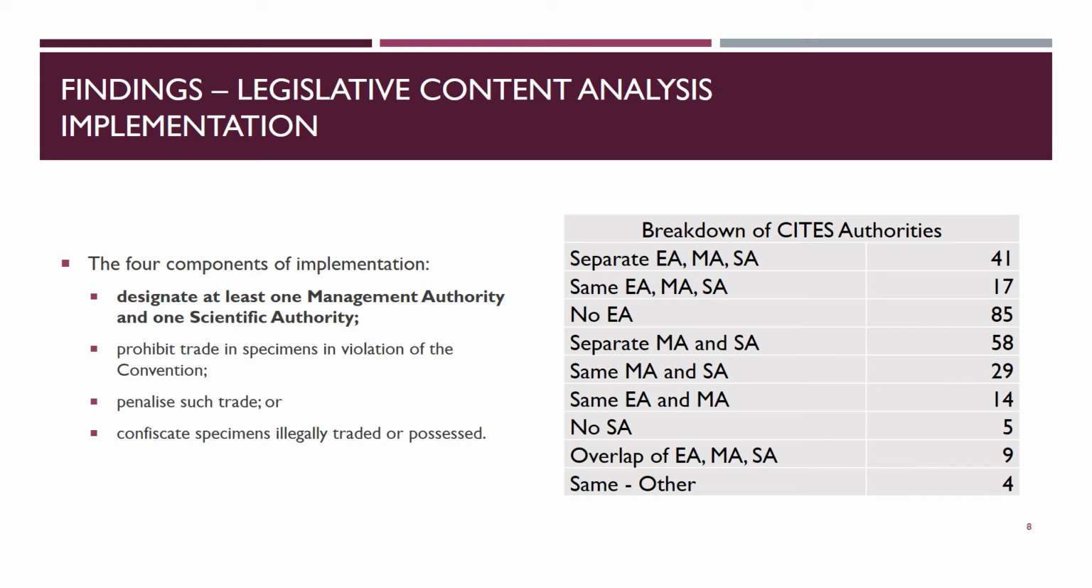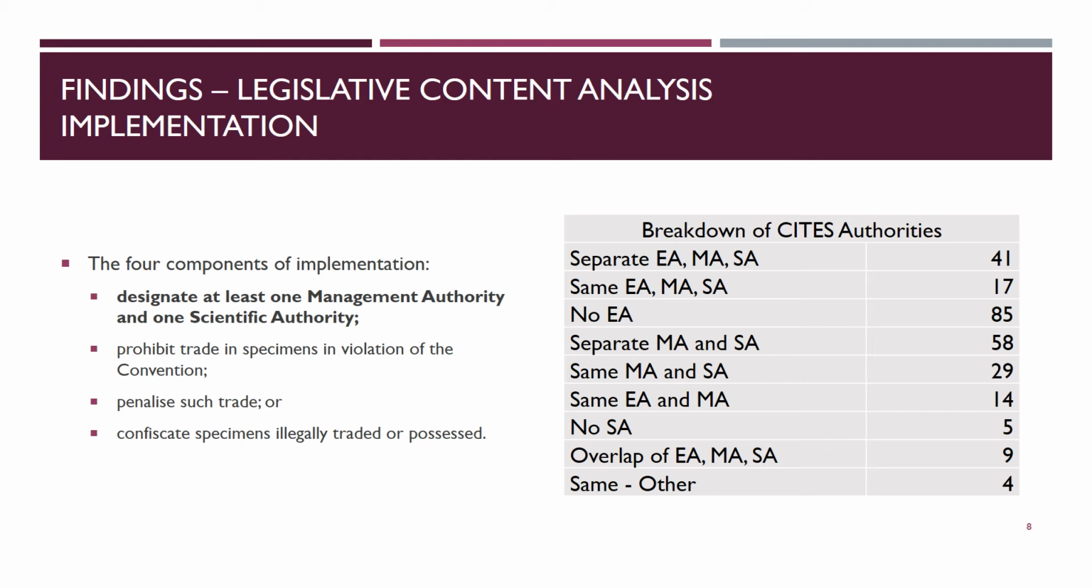In terms of the designation of these authorities, MA stands for Management Authority, SA for Scientific Authority, and then I expanded to look at the Enforcement Authority as well to understand that relationship of this 3rd pillar that is critical to CITES. In 41 of the member countries, there is a separate Enforcement, Management, and Scientific Authority. In 17 cases, the 3 are actually all the same. They're located within the same agency.